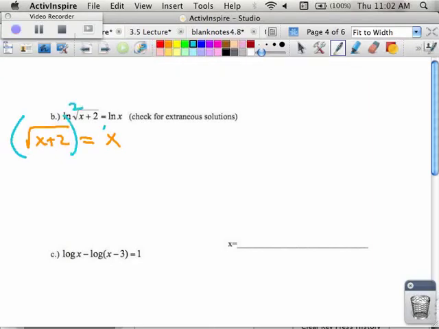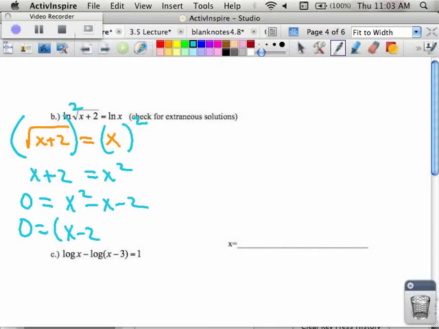So I square the left, square the right, I get x plus 2 equals x squared. Oh, look, it's a quadratic. Let's move the jump to the other side. 0 equals x squared minus x minus 2. You can use the quadratic formula, you can use a calculator, you can factor, and then that means that my solutions would be 2 and negative 1.